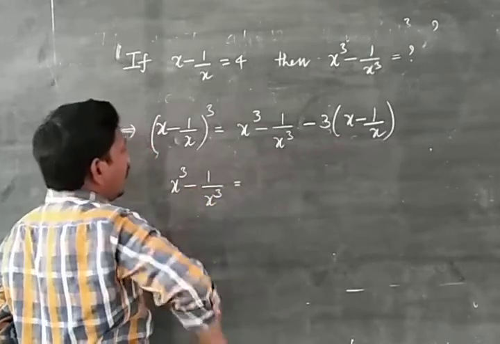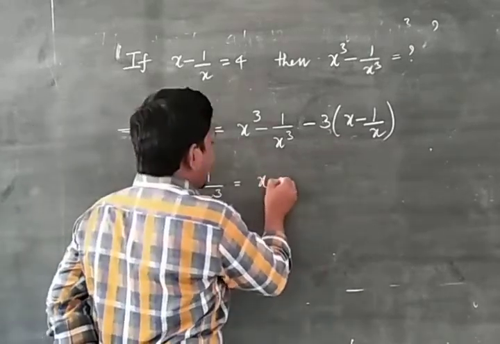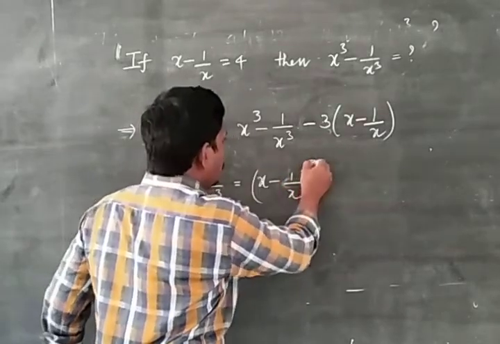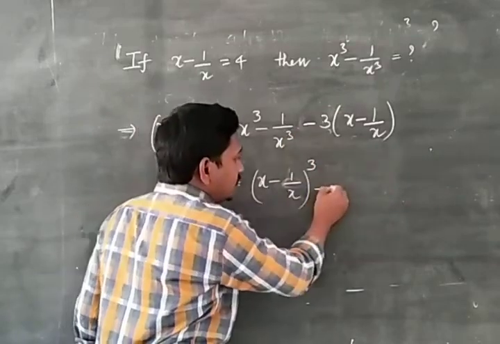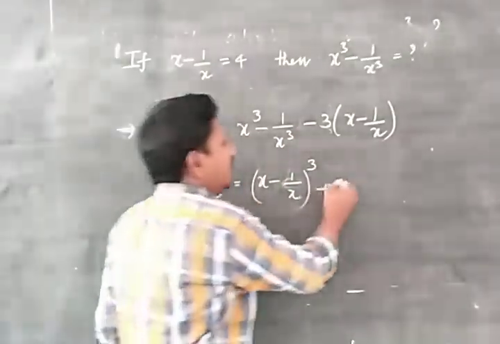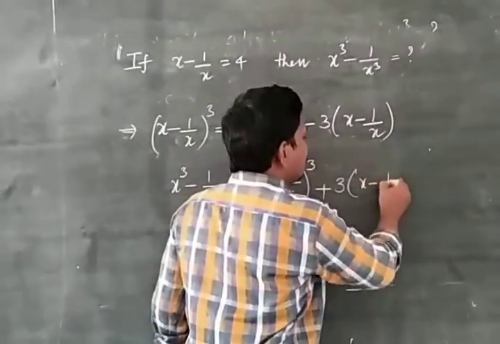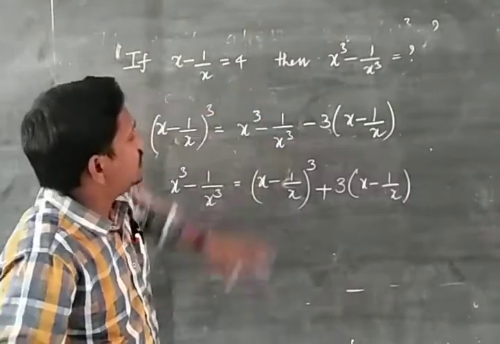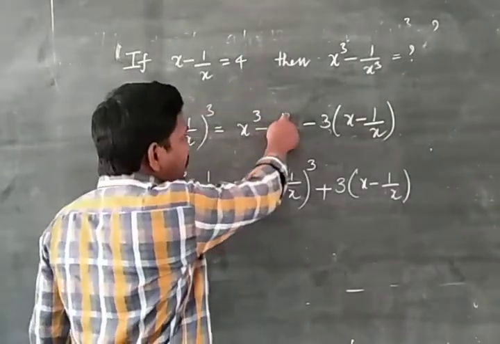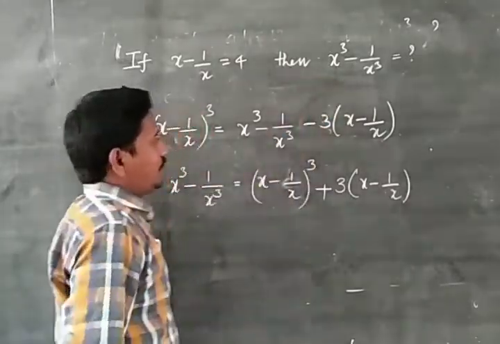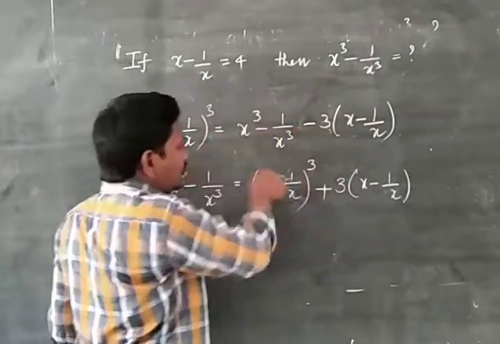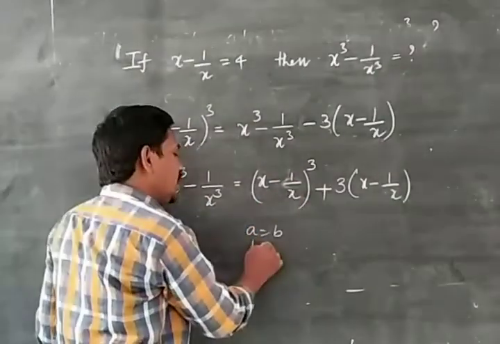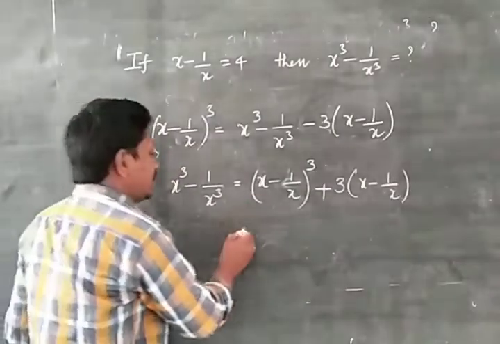By the transposition, x minus 1 by x whole cube, this minus value becomes plus value by the transposition, 3 into x minus 1 by x. Am I right? I need only this value, x cube minus 1 by x cube. So I don't need this term, so it is transposed to the LHS. Now substitute the values.